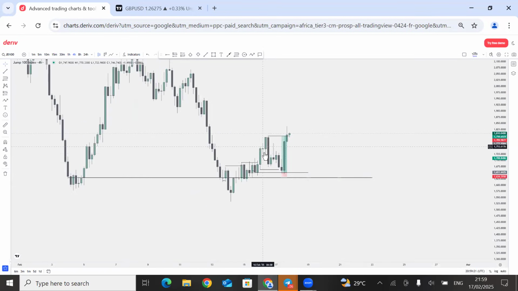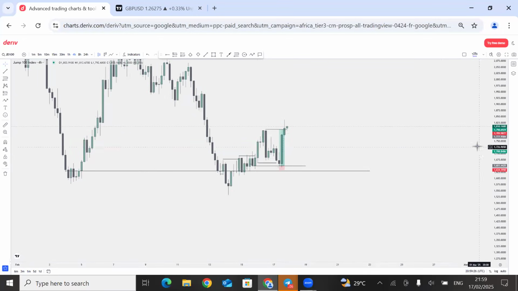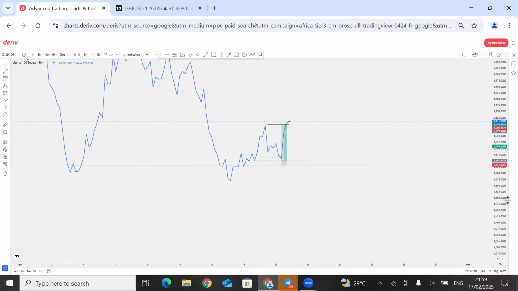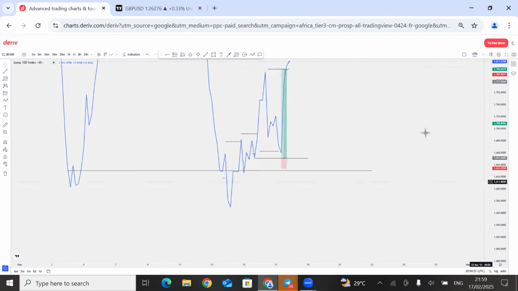So what you're expecting is for price to retrace and come down here to look for your entry. How did I find this entry? I turned on my line chart and I saw another key level here.